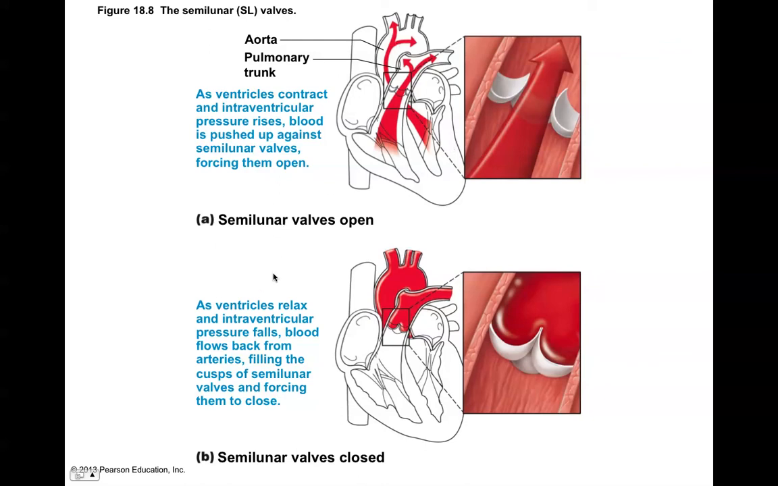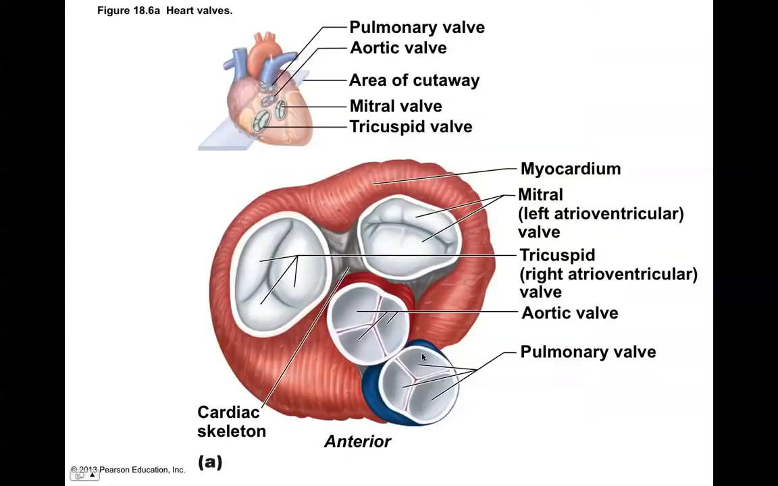As the ventricles relax, then intraventricular pressure falls and blood is continuing to flow back from the arteries, and it actually causes the semilunar valves to close. So there's more pressure here in the aorta and the pulmonary trunk now, so that's going to cause these valves to close so that blood cannot go backwards into the ventricles.